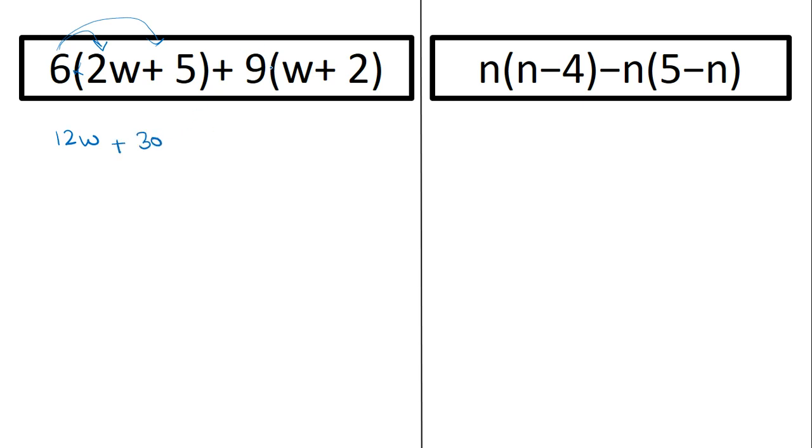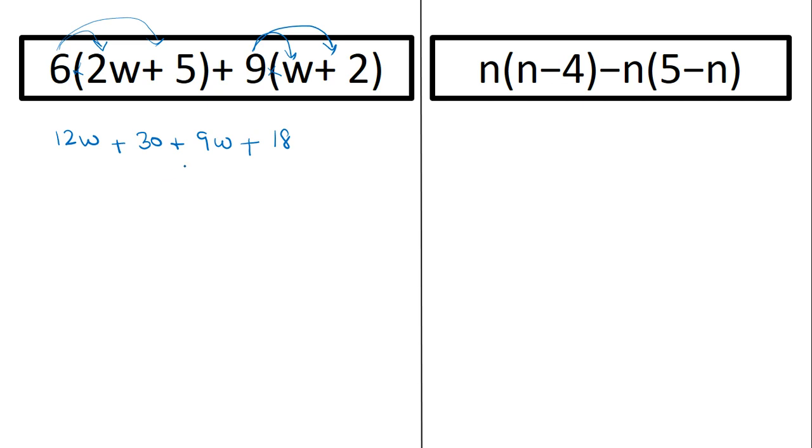Secondly, I have another 9 here, again with multiplication in between, 9 times w. I just keep writing them down the way they are. So a plus 9 times w means a plus 9w, and then 9 times a positive 2 means 9 times 2 is 18. I grab the plus sign the way it is, 9 times 2, 18.